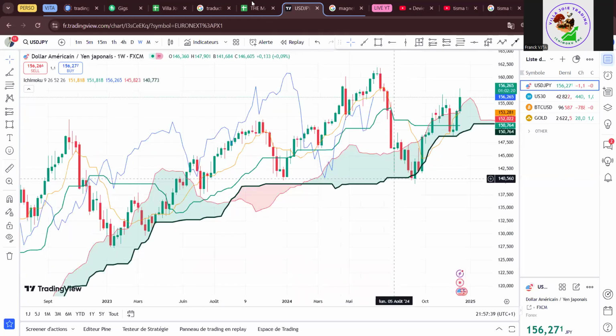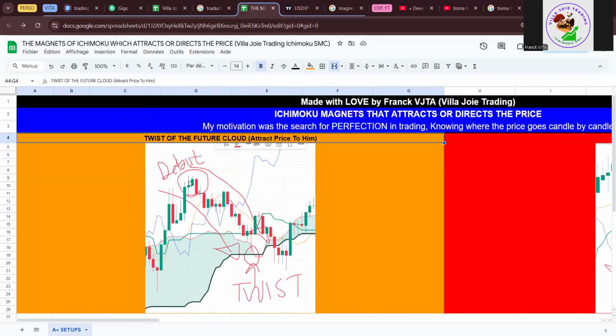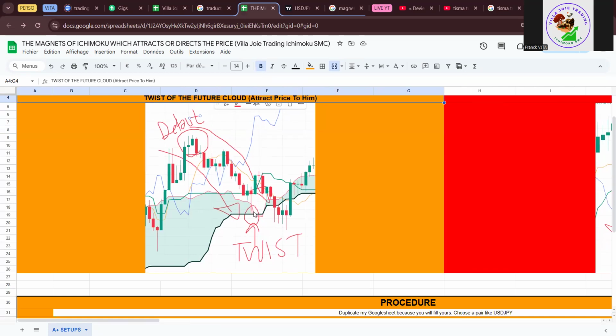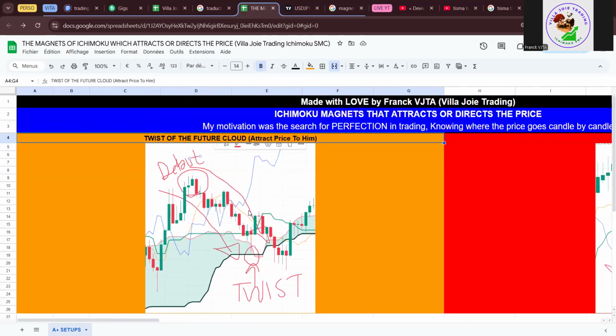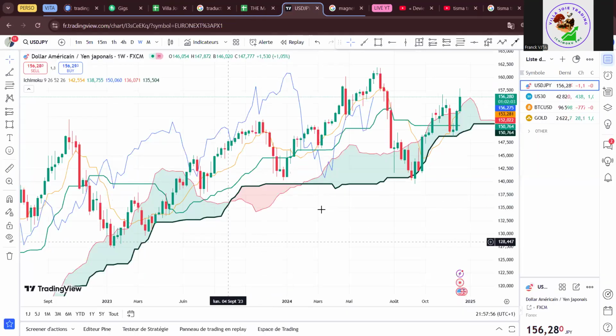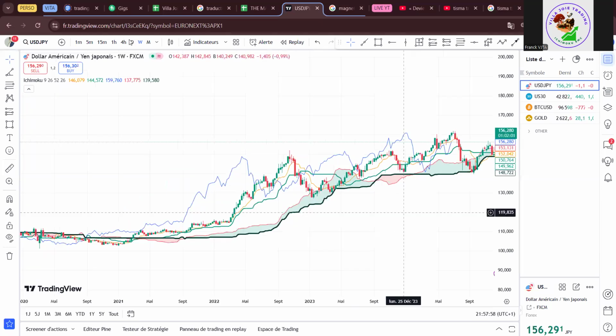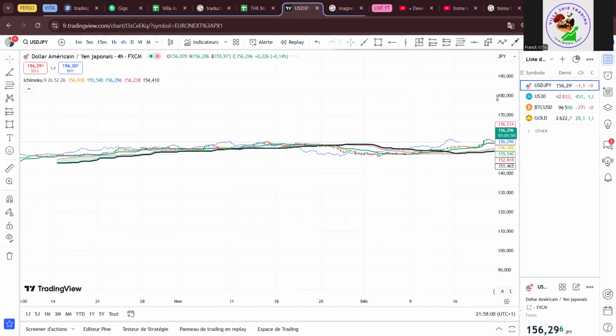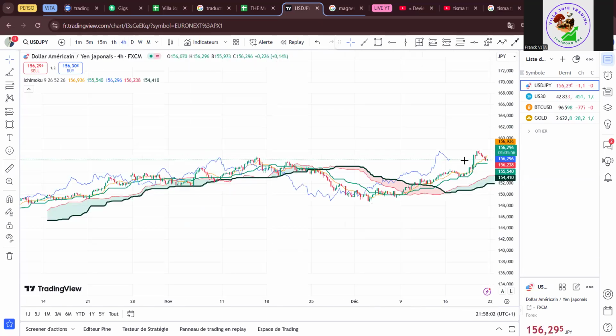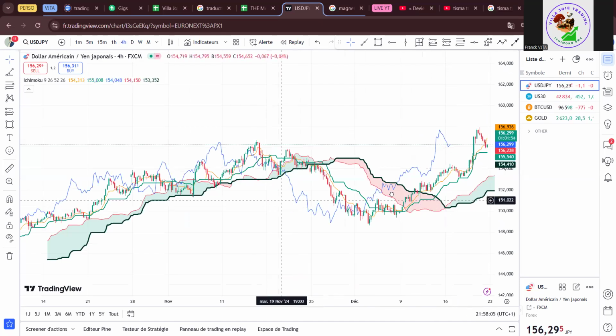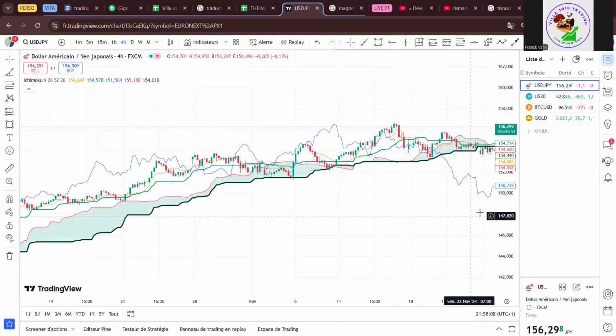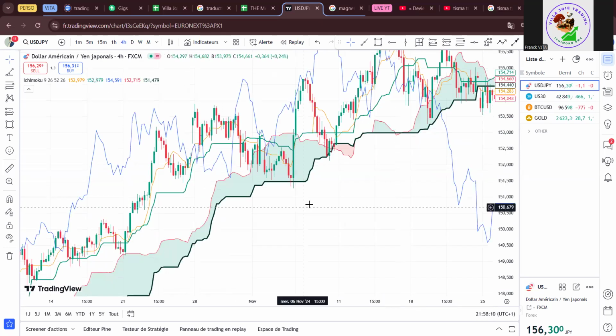The twist is like you see there. If the candles are at this level and the twist is in front like this, in the future cloud, the candle will be attracted by the twist. Okay, let us take an example. Let me take this example, for example.